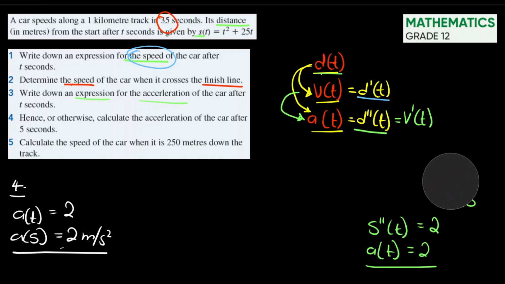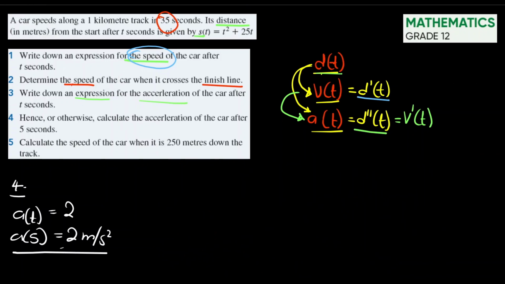We are asked in this instance to calculate the speed of the car when it is 250 meters down the track. So they're asking us to calculate it at a specific point. So they're asking for speed. Remember the formula for speed, or velocity? It's 2t plus 25.